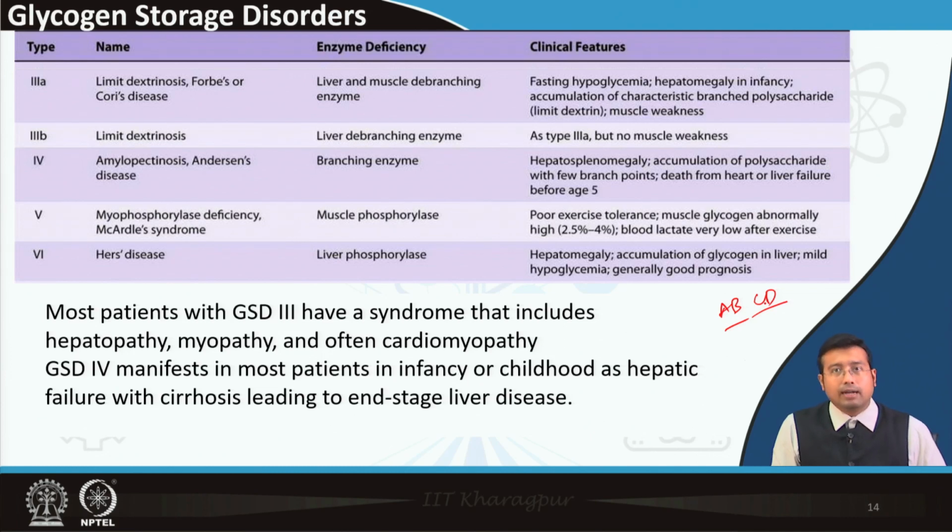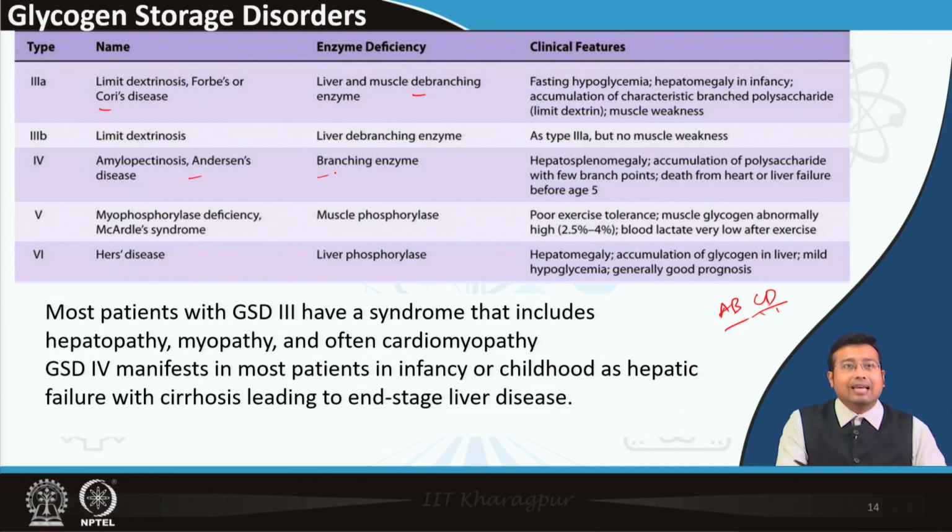ABCD, what is that? Cori's disease, debranching enzyme. Anderson's disease, branching enzyme. Okay, this is as much as I can give you in order to help you remember, but there are multiple things and you need to have a good memory, or you need to practice it over and over again, discuss with your friends, form a study group so that you write it over and over again so that you can remember.